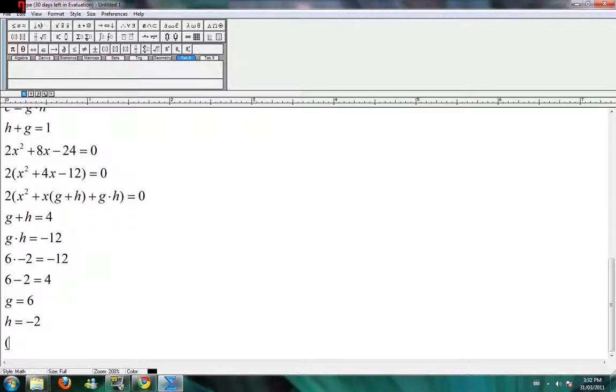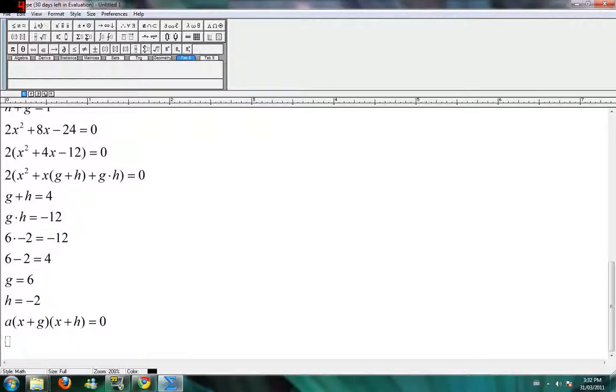Going back to our form here, a times (x plus g) times (x plus h) is equal to 0, we can simply plug in our numbers, and we are left with 2 times (x plus 6) times (x minus 2) is equal to 0, and this is our simplified form. However, if you find yourself in a situation where you can't guess what the two numbers that add up to b are, and multiply to c, there is something you can use called the quadratic formula in order to figure out what g and h are.